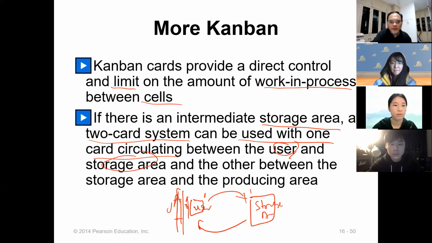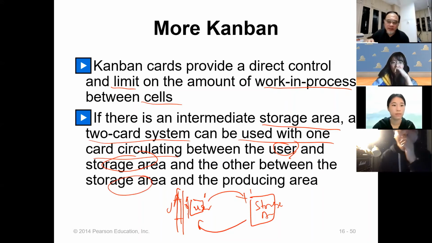So once it's finished, they will send. Of course, there is a delivery person. I mean, there is a forklift. If the part is big, you have to use a forklift or machine to deliver this. So basically, it is a signaling: I need parts, so you have to deliver. One card between the user and storage, and the other between the storage and the producing area, right? So there is this so-called two-card system that can also be used. Still Kanban, it's a Kanban.